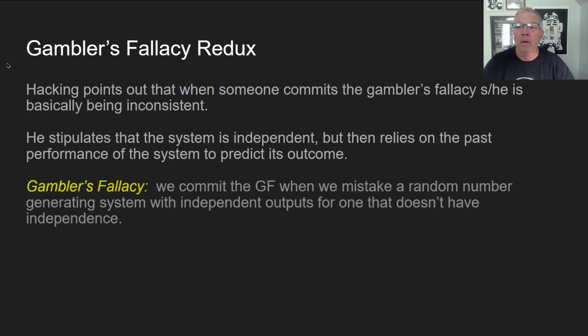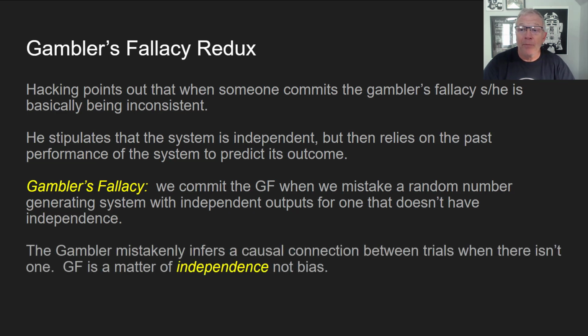as you move forward. So the gambler's fallacy, more formally, to tune up my looser definition from the last discussion: we commit the gambler's fallacy when we mistake a random number generating system with independent outputs for one that doesn't have independence, or we think it's dependent. The gambler mistakenly infers a causal connection between trials when there isn't one. Gambler's fallacy is a matter of independence, not bias.